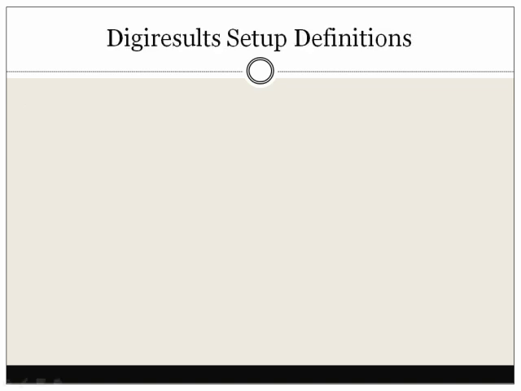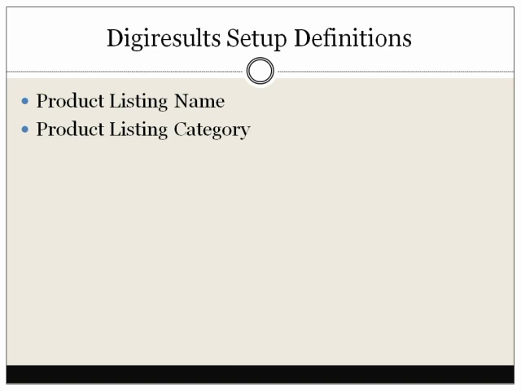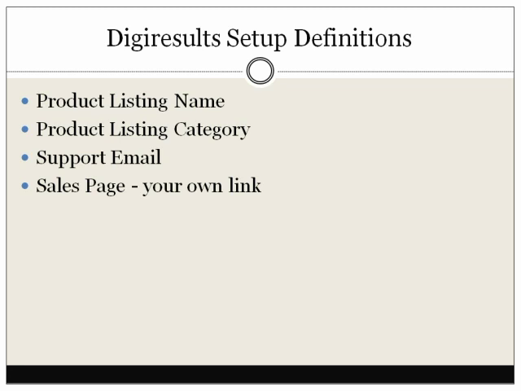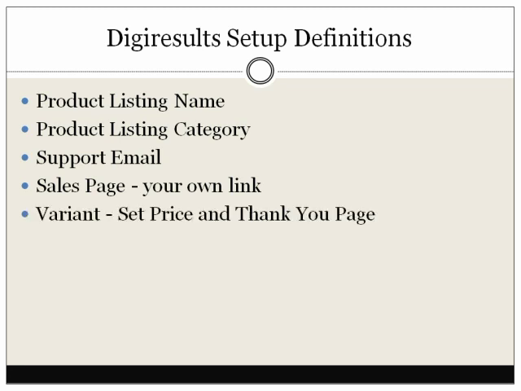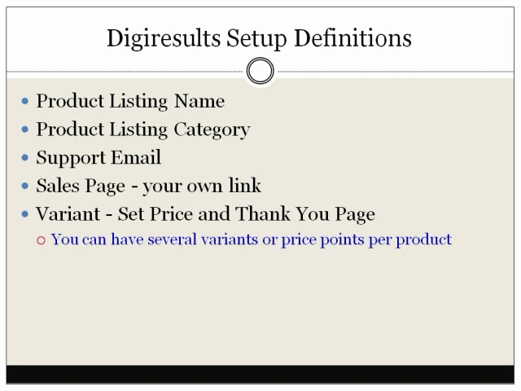Let me go over some Digi Results definitions. You're going to need to have your product listing name, basically your product listing category, where your product fits into, the support email, the sales page, and you're going to need to have your own link, a variant, which is basically the price, and your thank you page. And you can have several variants or price points per product.